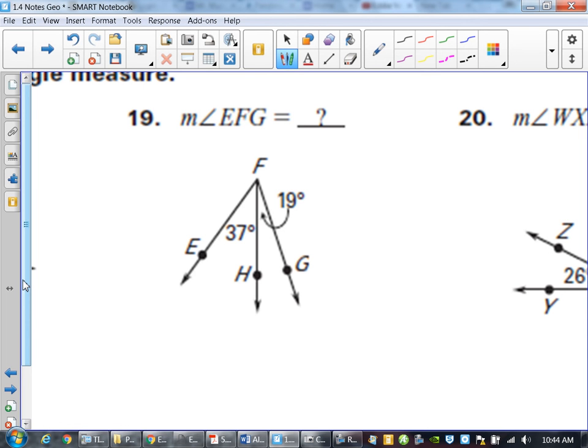So in this case here, we have two smaller angles, EFG, or excuse me, EFH and HFG, and I've got the two small, and I gotta figure out the large. What do you do? You add them together. What is 37 plus 19? 56. So your angle measures out to be 56 degrees.